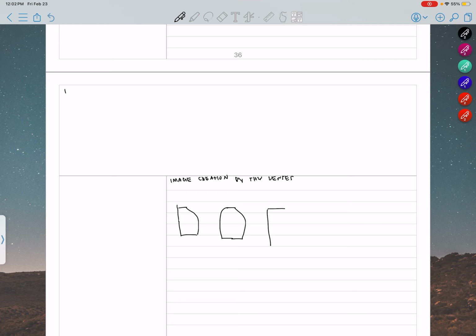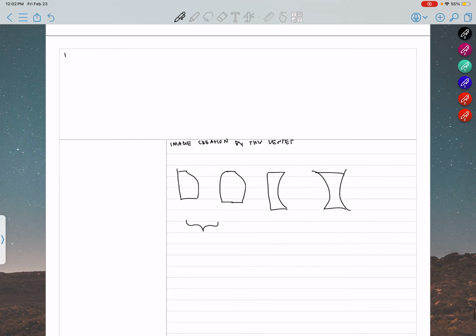These two, we can also call them converging lenses, or positive lenses. And these two are going to be diverging or negative lenses. Okay, all of them behave a little bit different, and all of them have specific uses.